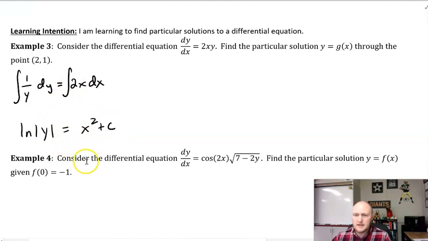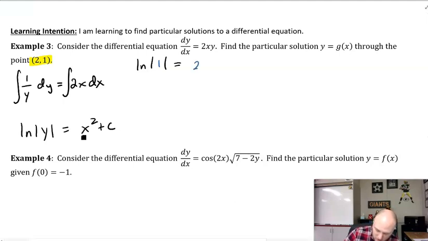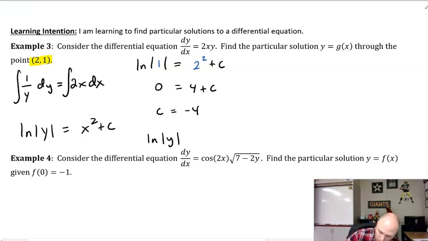Now I'm going to utilize my initial value to find my constant of integration. So I have the natural log absolute value of 1. That's going to be 0. Okay, times x squared, that's 2, so 2 squared plus c. Okay, so we get 0 is equal to 4 plus c, which means that c is equal to negative 4. So here is our equation. The natural log absolute value of y is equal to x squared minus 4.